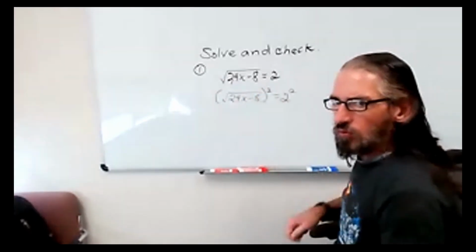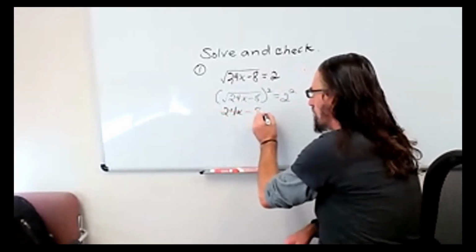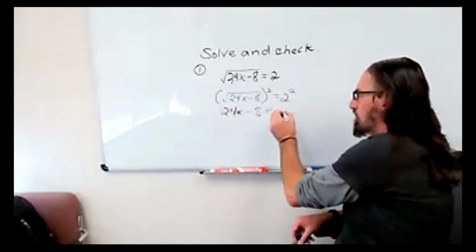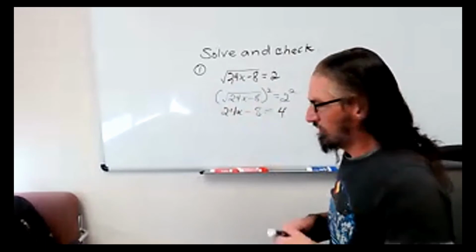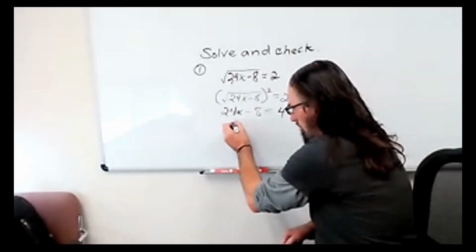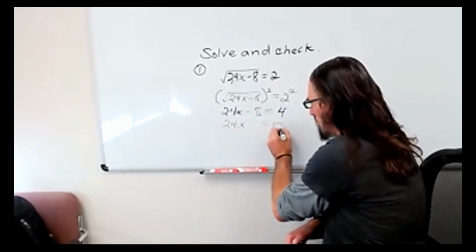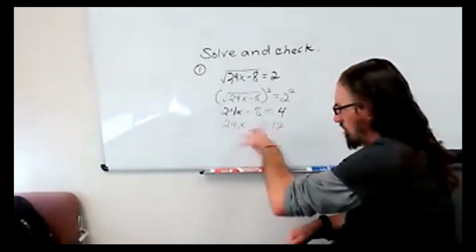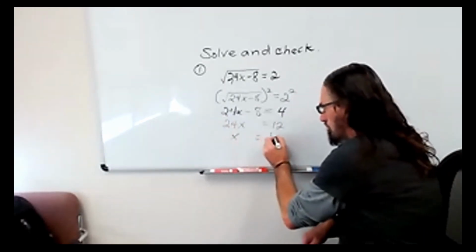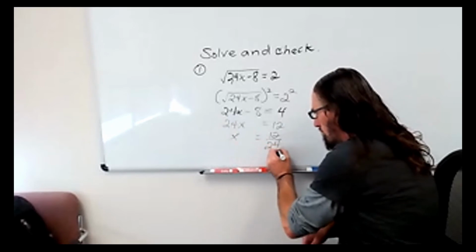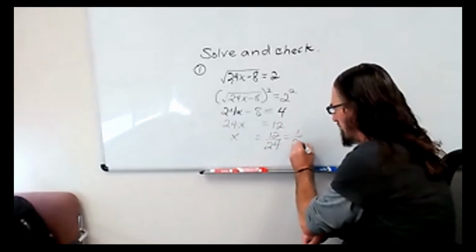That will cancel the square root on the left-hand side, leaving us just the 24x minus 8. 2 squared is 4. The new type of equation we have here is a linear equation. If we add 8 to both sides, we've got 24x equals 12. And we have left dividing by 24. That can be reduced to 1/2.